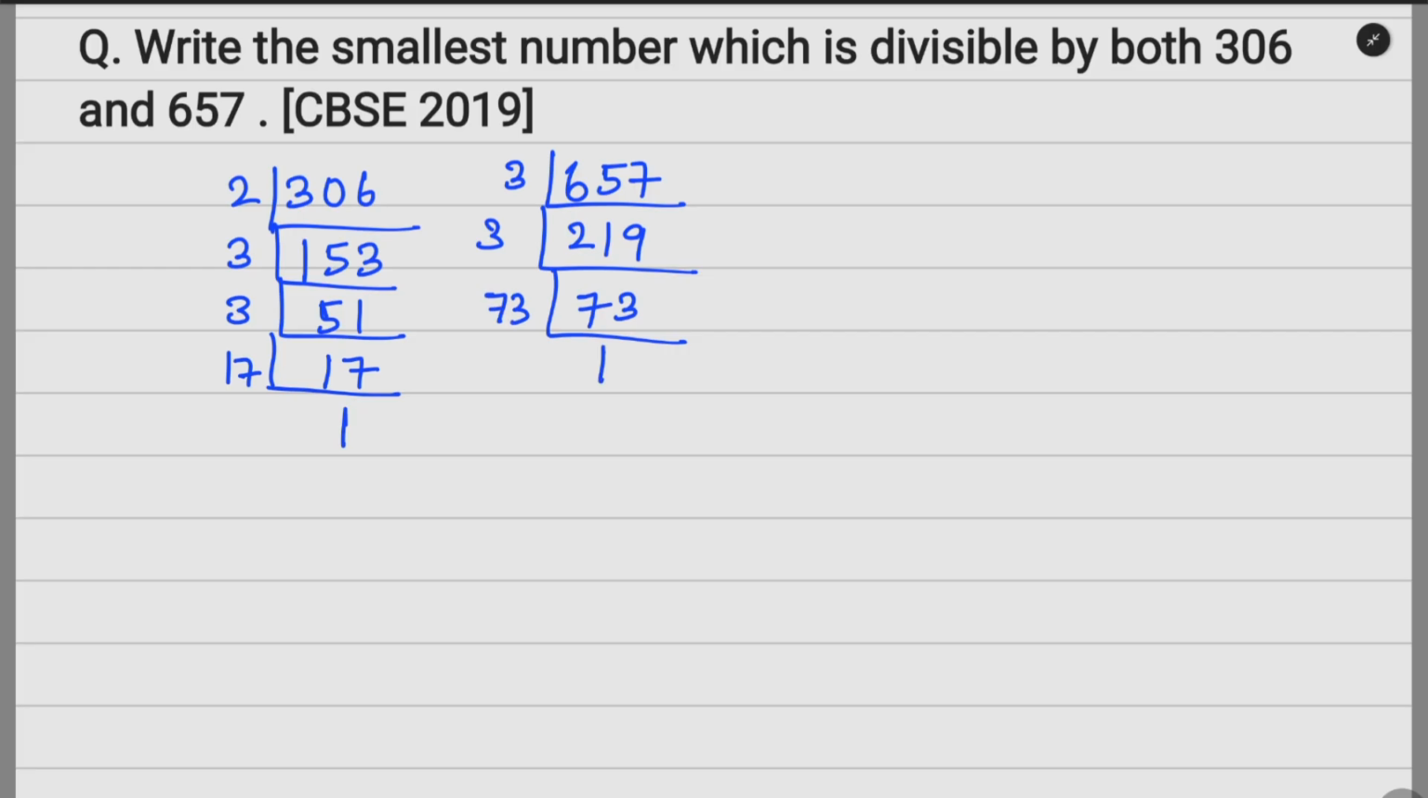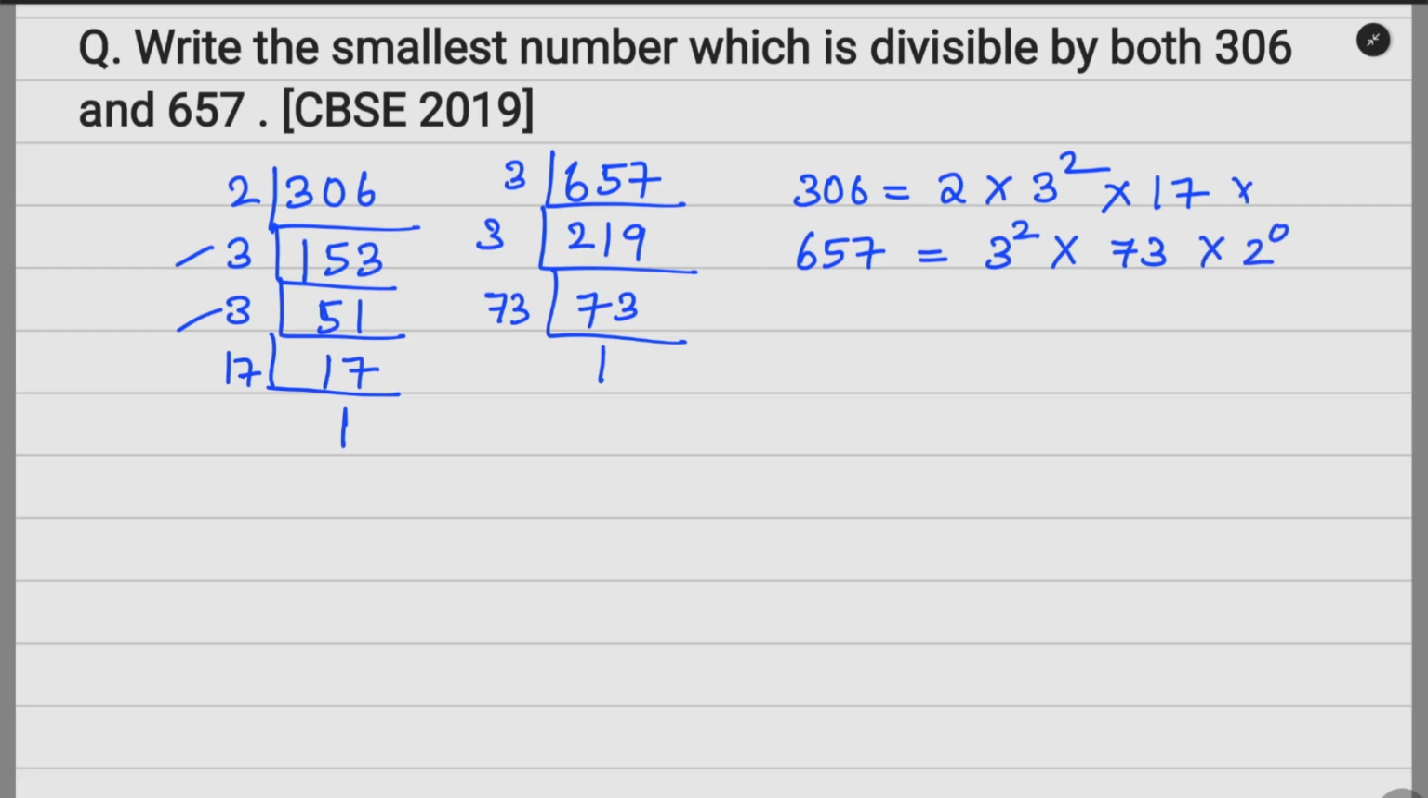So 306 is nothing but 2 multiplied by 3 raised to the power 2, multiplied by 17. And 657 is equal to 3 raised to the power 2 multiplied by 73. So I'll put a 2 to the power 0 here, and I'll also put a 17 to the power 0, and a 73 to the power 0 for the other, so that you make sure the prime numbers are there in both. Any number raised to the power 0 is 1. All of these values are 1.